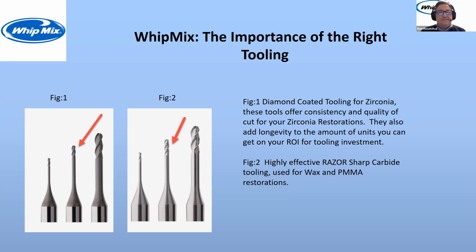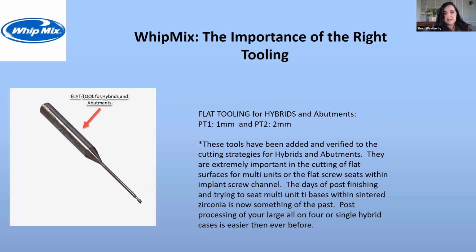So the next slide that I have here is an example of the coated and the uncoated and the basic importance. Coated lasting longer, giving you accurate cuts, precise cuts, and use those for zirconia. Uncoated, extra sharp carbides used for PMMA and wax for your all-on-4 type restorations or denture work. And a lot of people ask, flat tools are an example of the, sorry, okay, Ron.